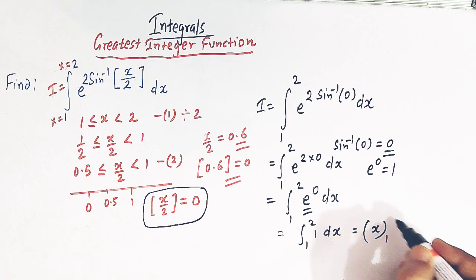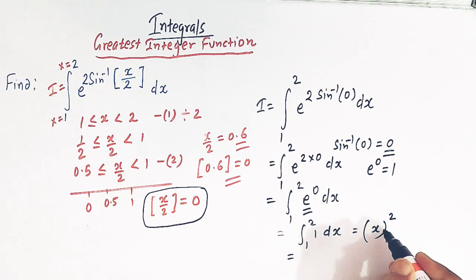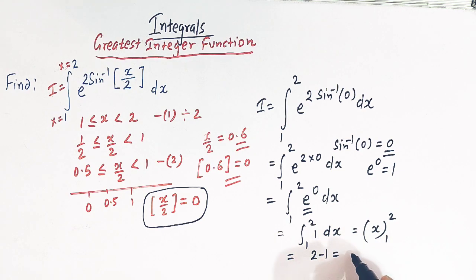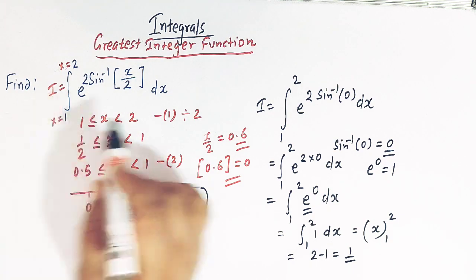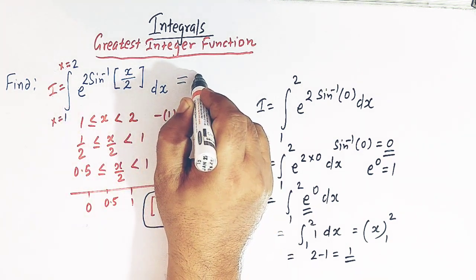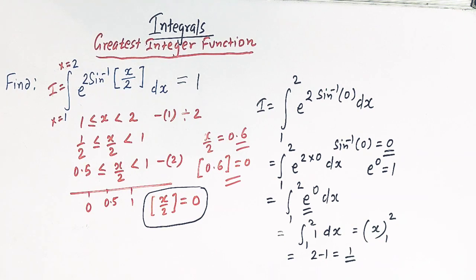So we have the limits 1 to 2, and substituting the limits and taking the difference, we have 2 minus 1, that is equal to 1. So the value of this integral is equal to 1. This is how we can solve this problem.